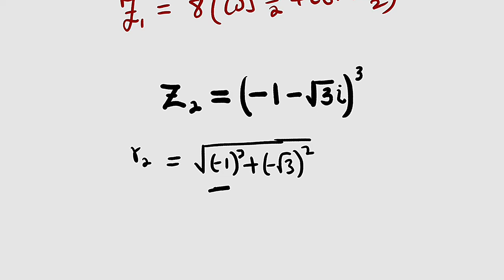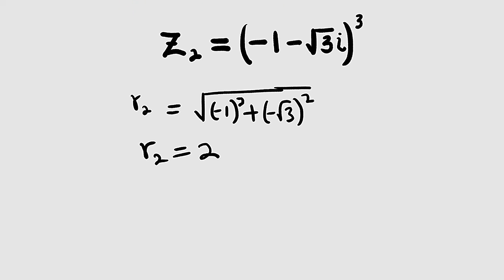1 plus 3 is 4. Square root of 4 is 2. Therefore, R2 is equal to 2. What about the angle? If you observe, this is in the third quadrant, which is greater than 180. So we are going to assume we are in the first quadrant, but whatever angle we obtain, we have to add it to 180 because it is greater than 180.